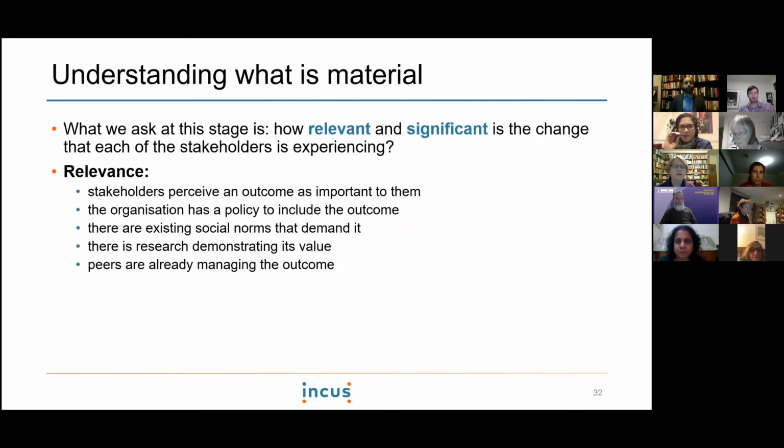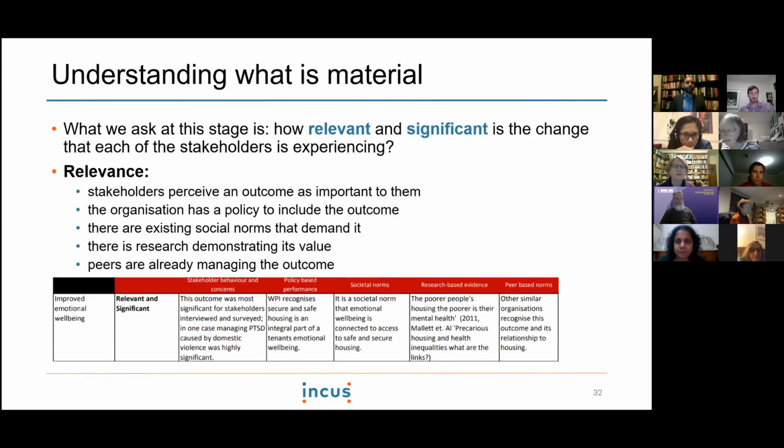Other things you want to consider are the organization has a policy to include the outcome, there are existing social norms that demand this particular outcome, there's research demonstrating the value of the outcome, and peers are already managing the outcome. So you might want to draw up a table like that just to talk through, well, improved emotional well-being is a relevant outcome because we know that stakeholders interviewed and surveyed said this was most significant for them or relevant for them.